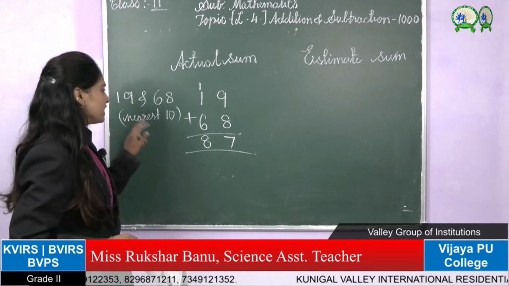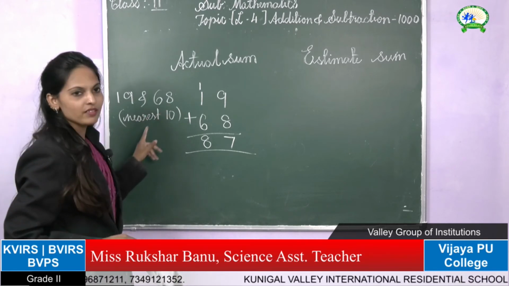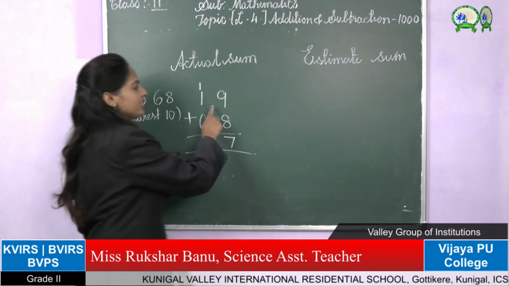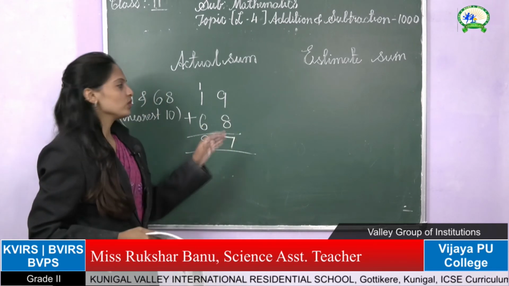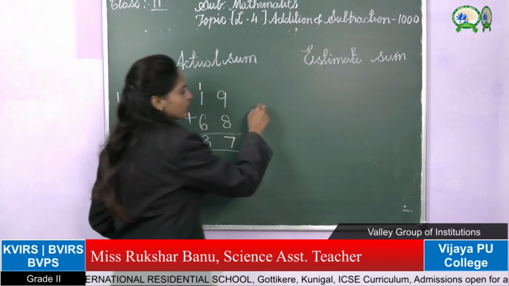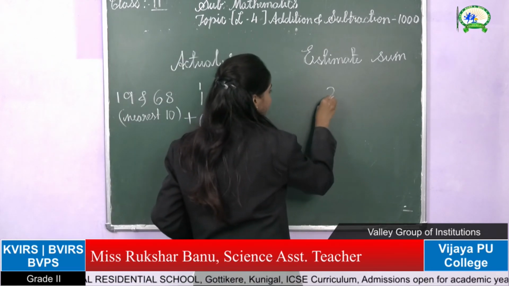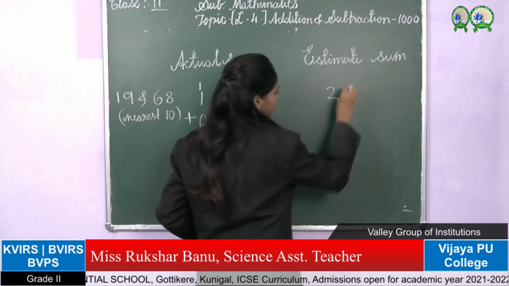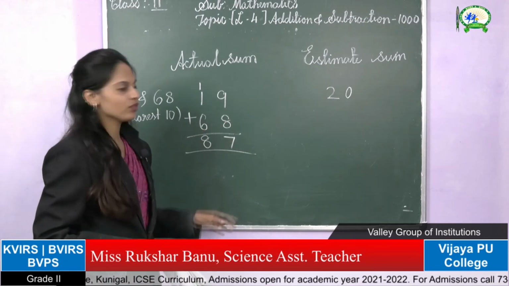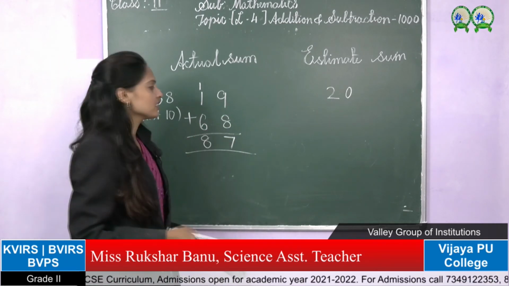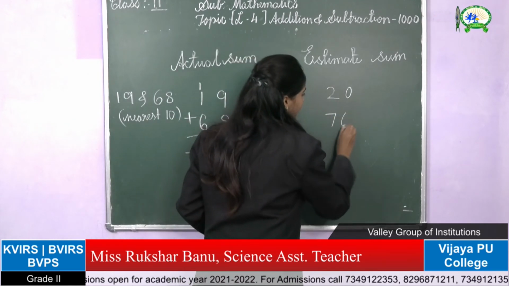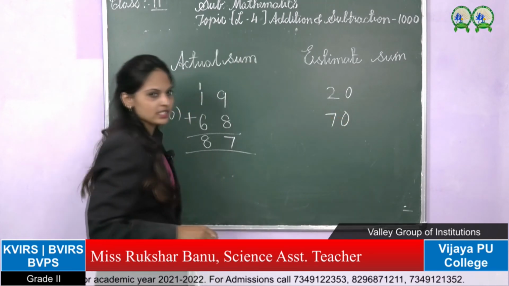Estimate sum is near 10. Okay, this number we have to write to the nearest tens. That means 19 is there. So near 10, which is the estimate number, means 19 is there. So near tens, that is 20. Near 10 means 20. Okay, and here 68 is there. So for 68 the nearest 10 number is, 68, 69, 70. So 70 is the estimate number of 68.